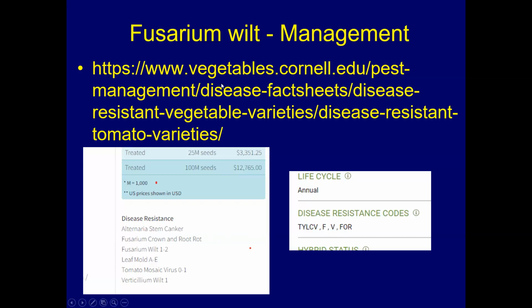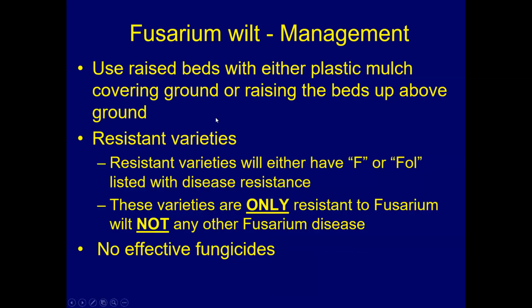You can go to this website from Cornell University. They list a lot of the tomato varieties with resistance levels to a variety of different diseases, including various Fusarium diseases, as well as viruses and nematodes. Now, if they are labeled as resistant with an F or FOL for Fusarium oxysporum leucopersici, they are only resistant to Fusarium wilt. They are not resistant to any other Fusarium disease.